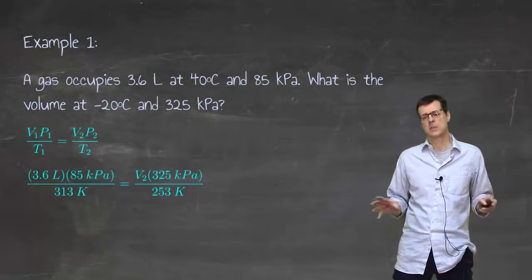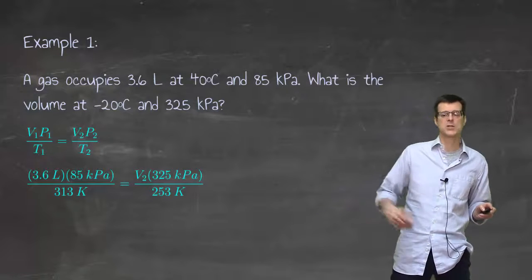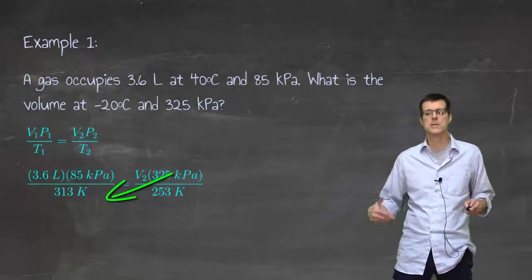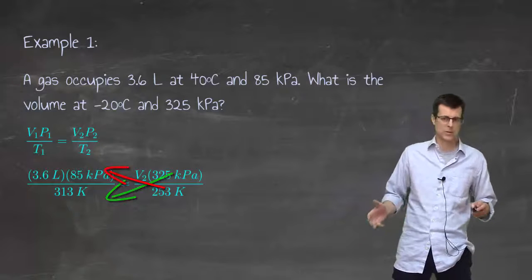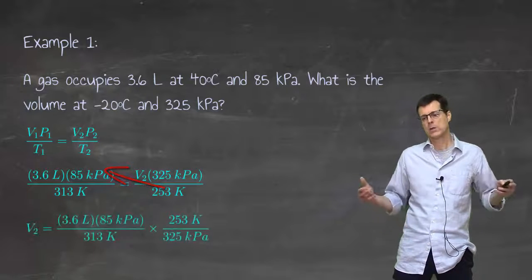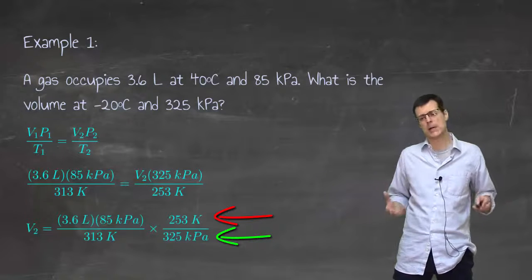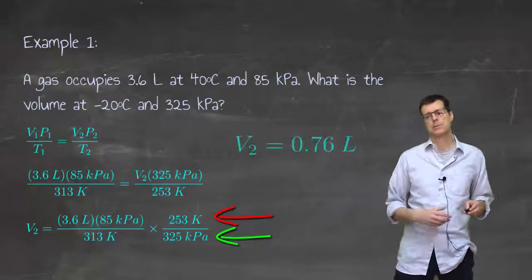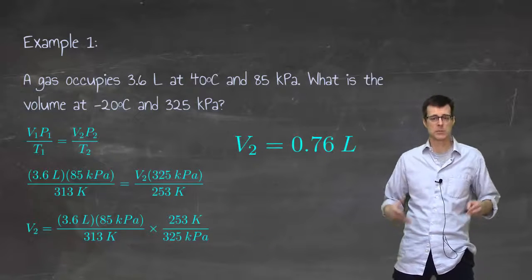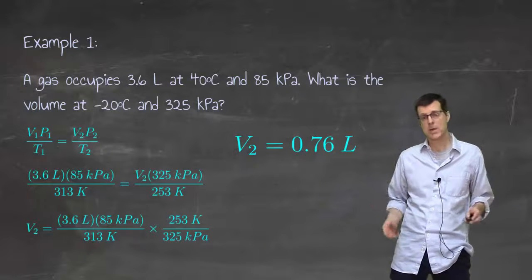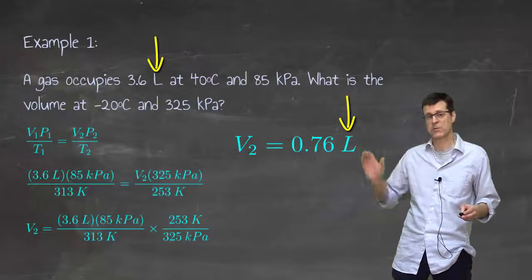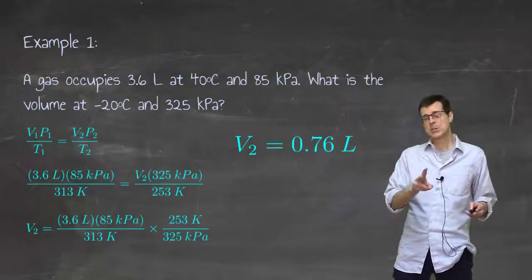In order to solve for the second volume, I'm going to have to divide both sides by 325 kilopascals and multiply both sides by 253 Kelvin. And when I do that, of course, volume 2 gets isolated all by itself. Then when I do the full calculation, I end up with a second volume of 0.76 liters. Again, I know it's liters because my first volume was in liters.